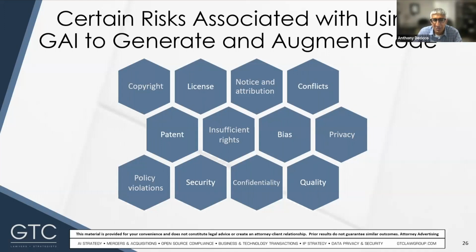The next one is conflicts or incompatibilities. This is typically a lesser issue, but as we know, some open source licenses aren't compatible with each other. So this means you can't mix code that's under those licenses. So in the case of GAI generated code, you may not know the licenses, so you can't be on the lookout for these incompatibilities or conflicts.